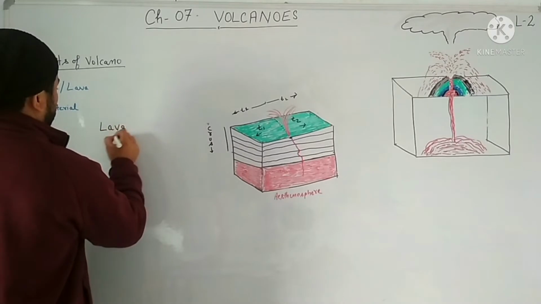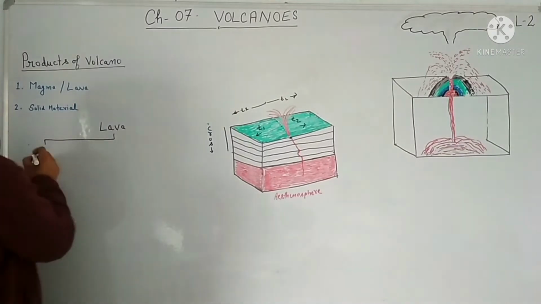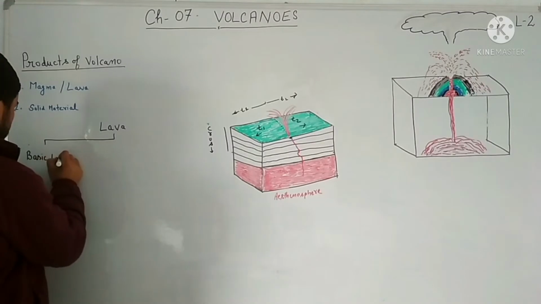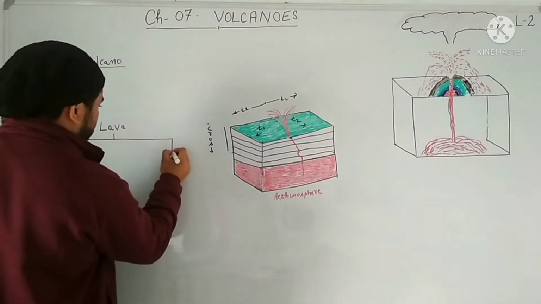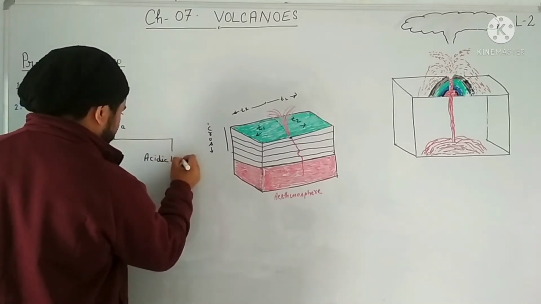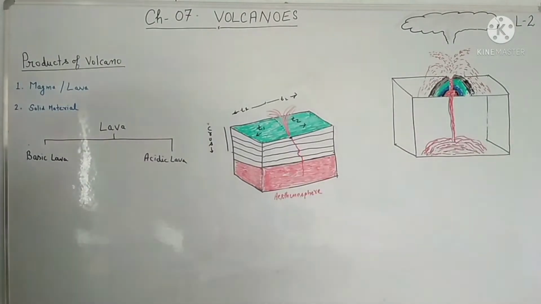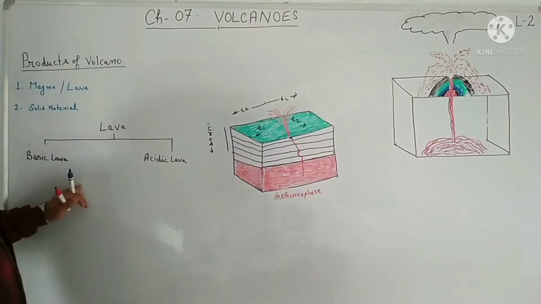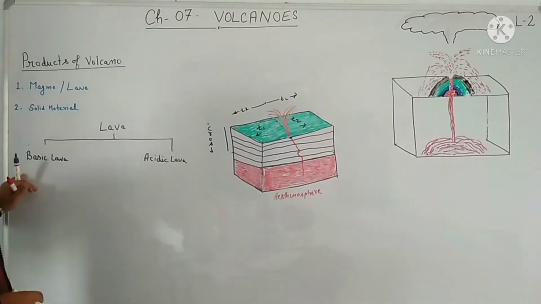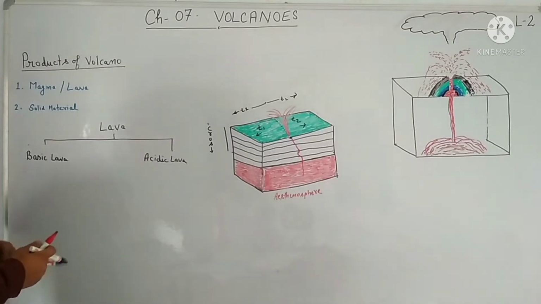Lava is of two types: basic lava and acidic lava. Now basic lava is the hottest, highly fluid and dark colored. It is rich in iron plus Mg, and Mg means magnesium, and it is poor in silica.